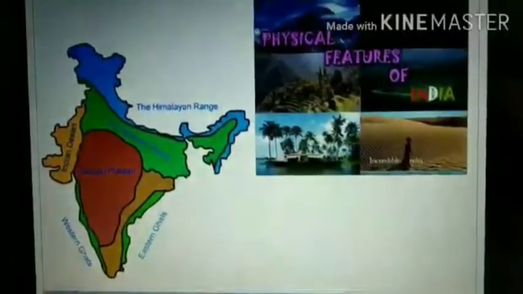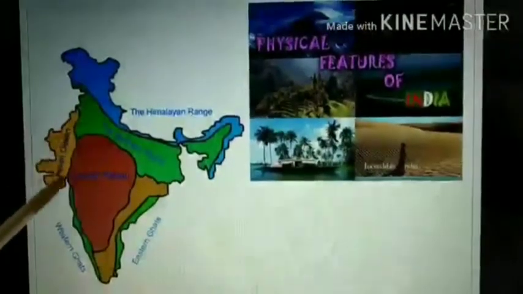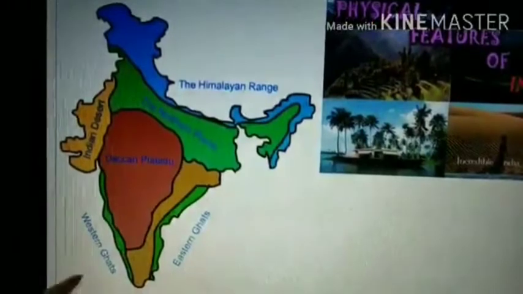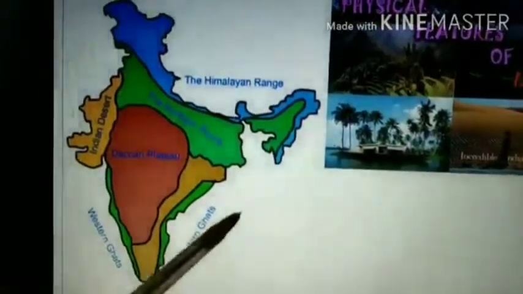So look at this map. In this map, the blue color shows the Himalaya range. The green color shows northern plains. The yellow part is shown as Indian desert. The brown color shows the Deccan Plateau. And here are the coastal plains or coastal lines. And down here, on the west side and the east side, are the islands. So look at here some physical features of India.